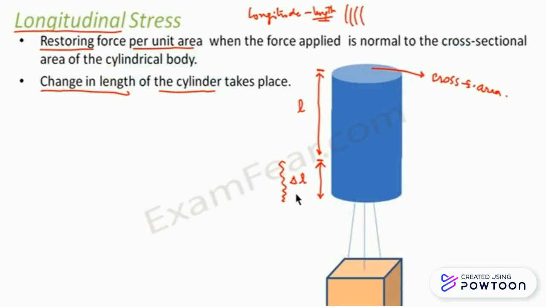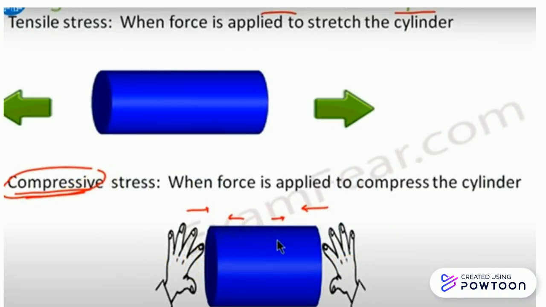In longitudinal stress, my force applied is normal to the cross-sectional area. When my force applied is normal to the cross-sectional area, the strain is going to be longitudinal. When my longitudinal force is producing an increase in the length, that is called tensile stress. And when my longitudinal stress is producing a decrease in length, that is called compressive stress.